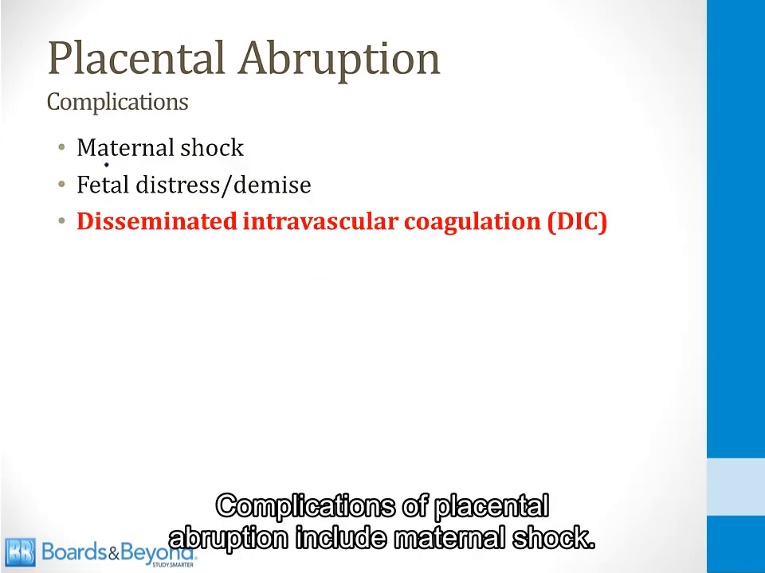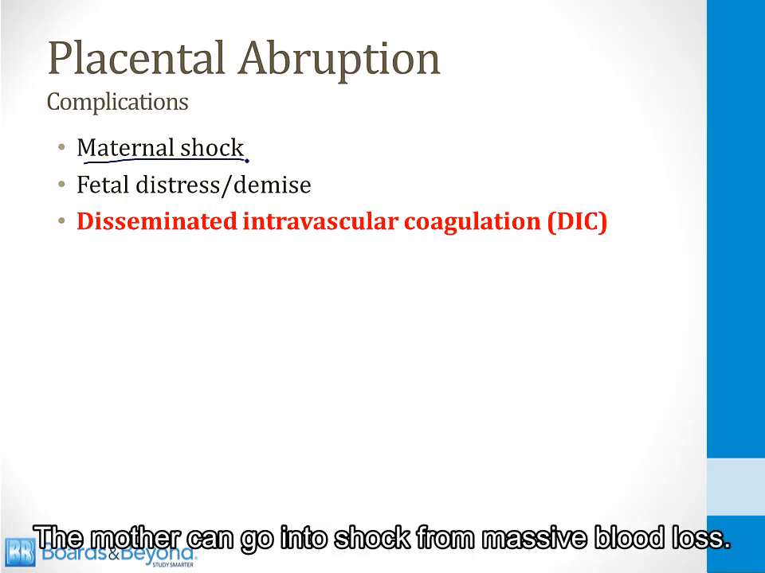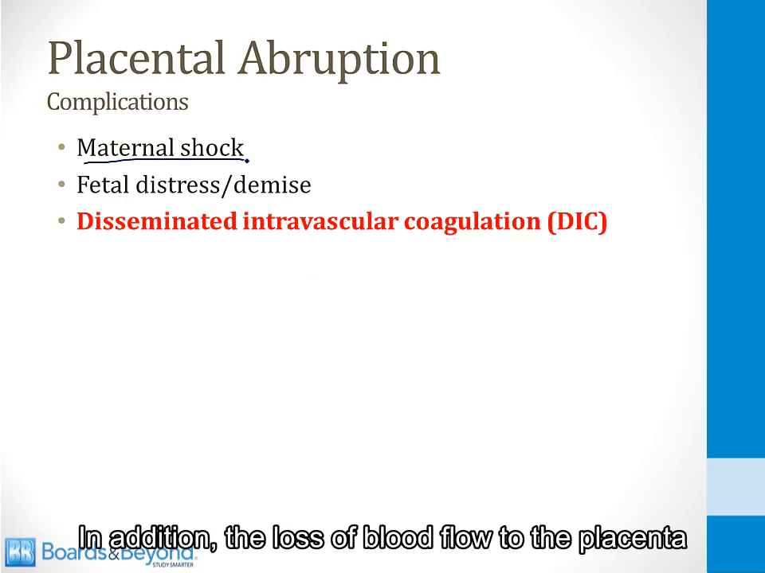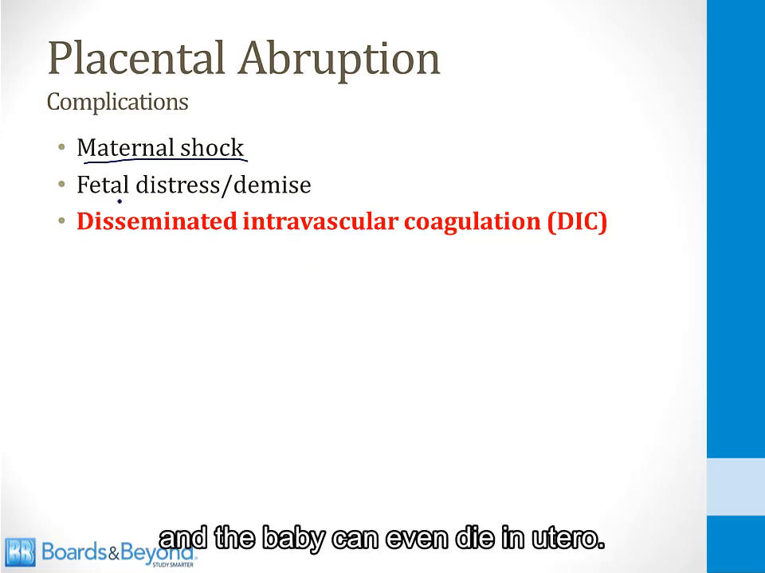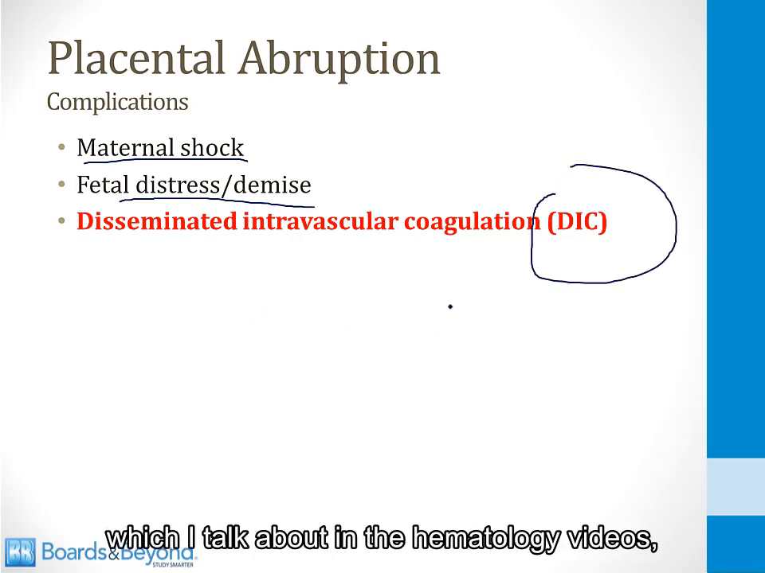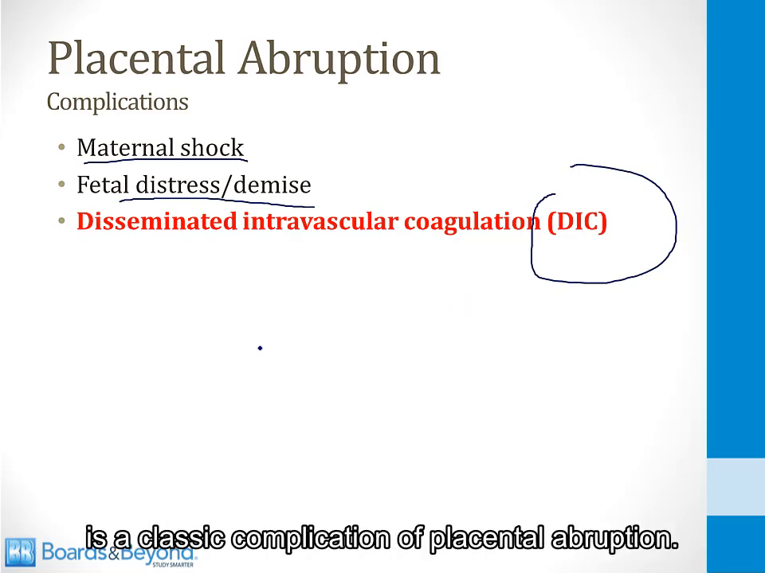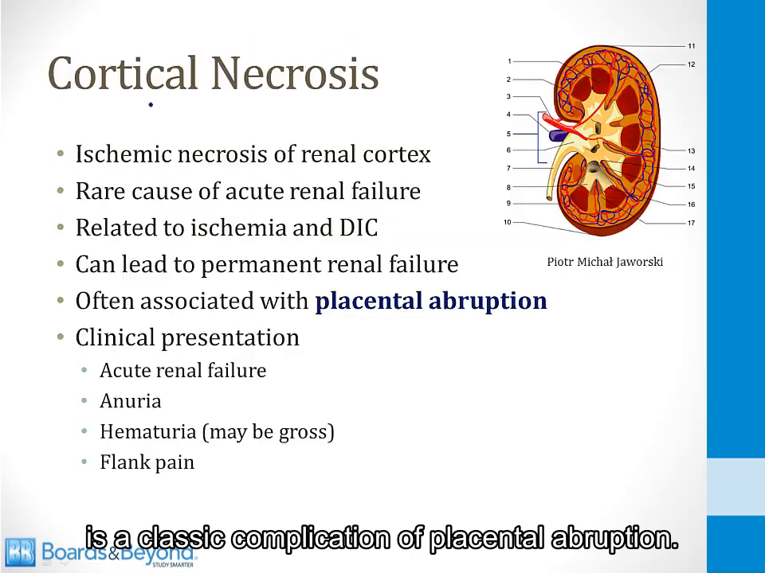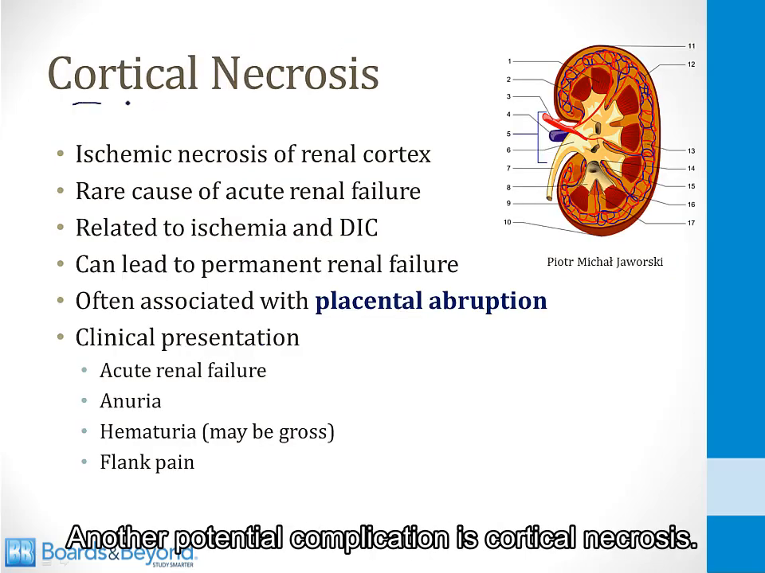Complications of placental abruption include maternal shock. The mother can go into shock from massive blood loss. In addition, the loss of blood flow to the placenta can cause fetal distress, and the baby can even die in utero. And disseminated intravascular coagulation, or DIC, which I talk about in the hematology videos, is a classic complication of placental abruption. Another potential complication is cortical necrosis.